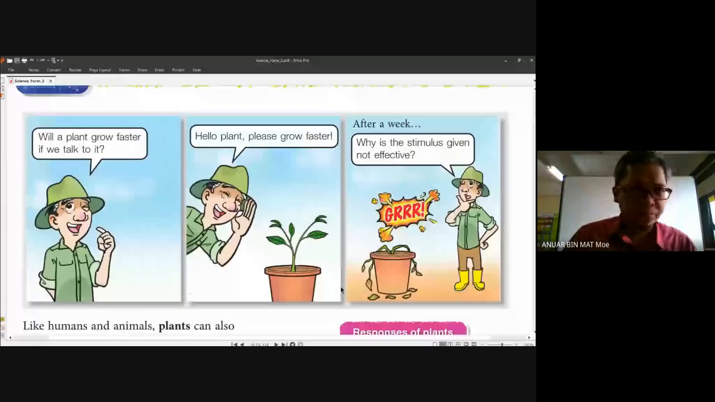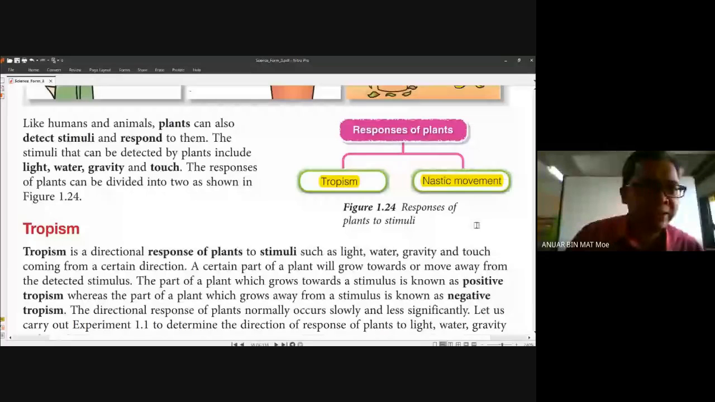Okay, I continue. Responses in plant, we call it tropism, and then nastic movement. Just two responses in plant. You just remember this. Tropism and nastic movement. Okay, so we go one by one.